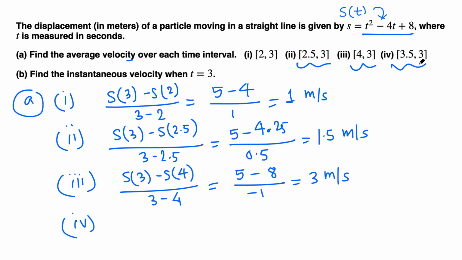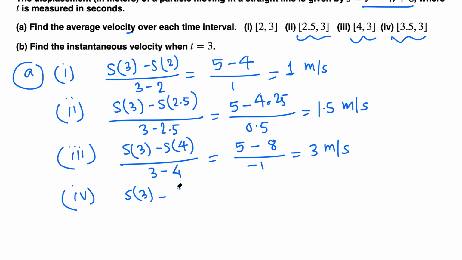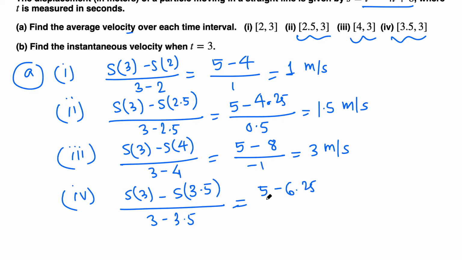And the last, (S(3) minus S(3.5)) over (3 minus 3.5). That's 5 minus, evaluate this, 6.25, over 3 minus 3.5, which is negative 0.5, that is 2.5 meters per second. Okay, we answered all these.